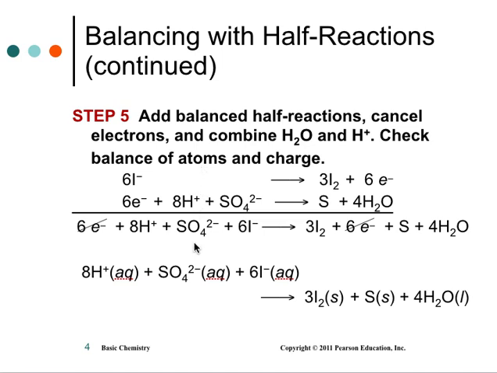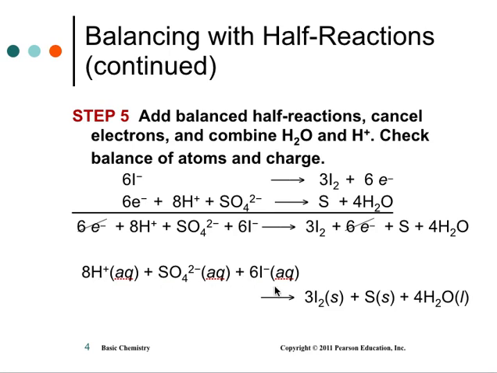And I add left to left, right to right. What you're going to see is that since I made the electrons equal on both sides, they will cancel out. And everything else is in my balanced equation. So I have 6I⁻, the 6 electrons will cancel because they're on both sides. I have the 8 protons, I have the SO₄, the sulfate, and the 6 iodine ions, all on this side. On this side, I have 3 iodine molecules. I have 6 electrons, which will cancel. I have 1 sulfur atom and 4 water molecules on this side.